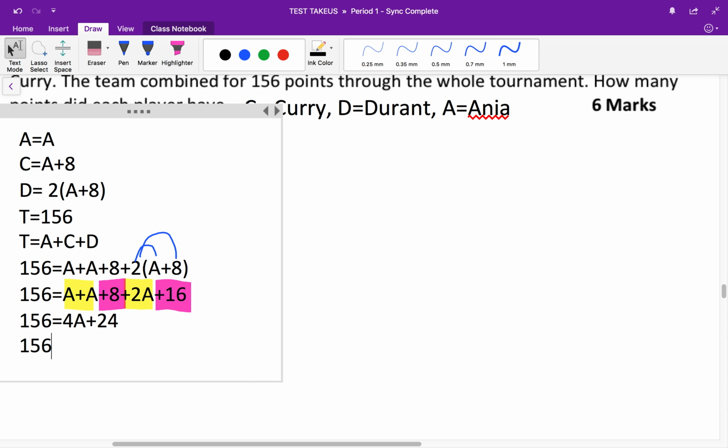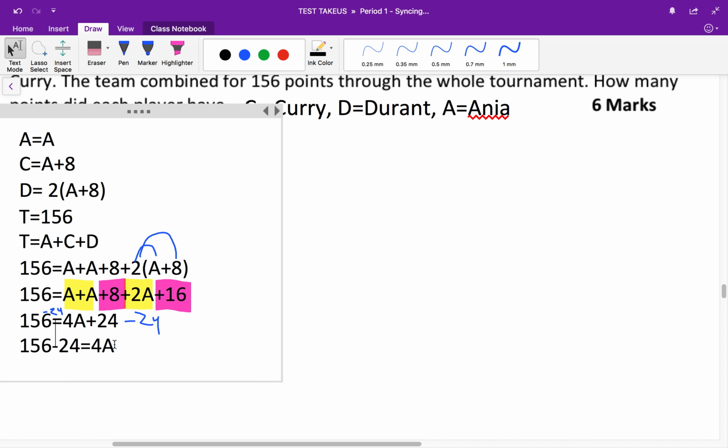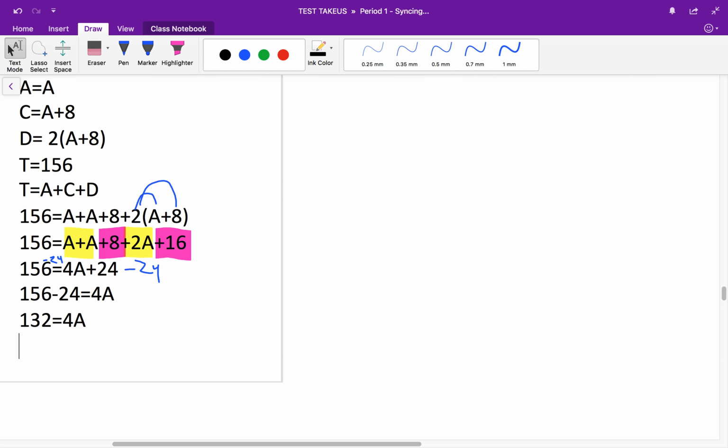Now we have to isolate the 4A. So we're going to get 156 minus 24 equals 4A. Then, let's just show how it happens. So we have minus 24 on this side. What we do to one side, we have to do the other. So I don't have my calculator, so let's do a little math. So it's going to equal 132 equals 4A.